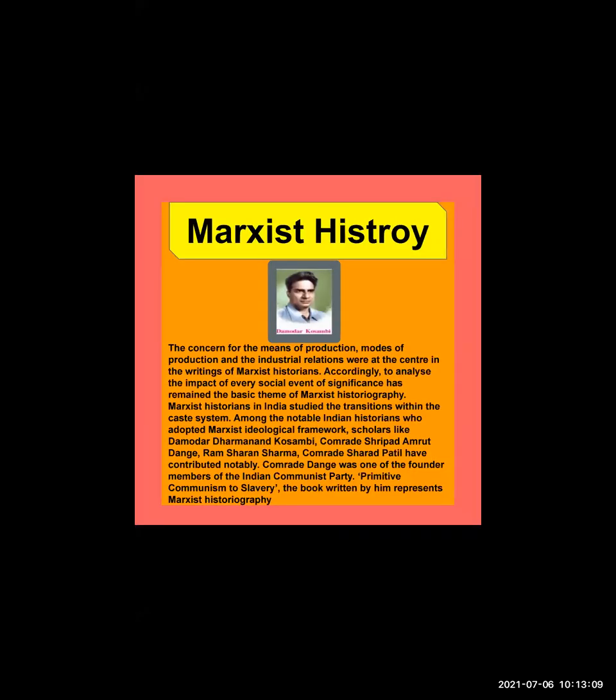First, we can see Marxist history. Marxist history means political and economic thoughts. The concern for the needs of production. Concern means why there is a need of production. Mode of production. Mode means how the production is done, how we can do the production, and the industrial relations were at the center of the writings of Marxist history. They were totally related to the production of any object or thing which is needed by the society.